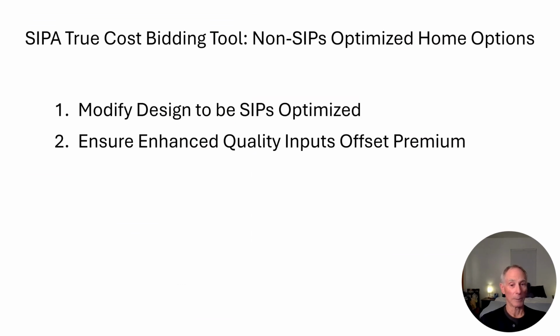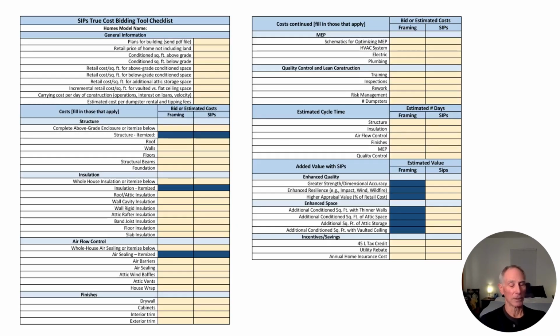Now, if it's a non-SIP optimized home, things are different. You have two options. One is you can modify the design to get it SIP optimized. There's a cost to do that, and you have to make sure this is worth your investment to do that. The other option you have is to enhance the quality inputs so the inputs are enough to offset the premium. In other words, the quality benefit can be a lot of numbers. We often use small numbers to be conservative in a SIP optimized home because we want to remove roadblocks. But if you're in a non-SIP optimized home, that's your only main option for how you can compete.